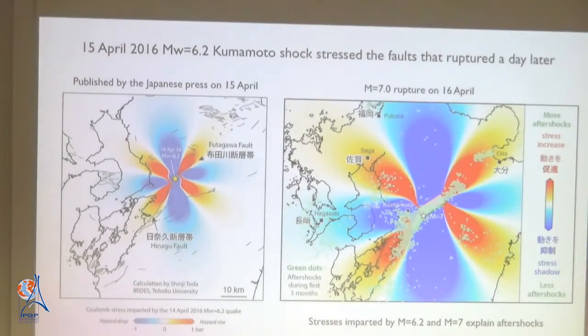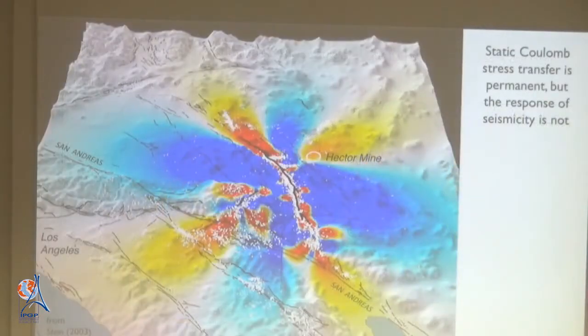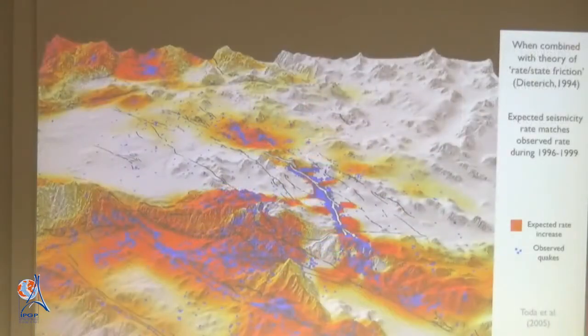And in fact, the aftershock distribution of that magnitude 7 is rather consistent with the Coulomb calculation. Let's go back to Landers and say that while the Coulomb stresses are permanent, the response of seismicity is not. So we need to merge the Coulomb hypothesis with something called rate and state friction to explain how seismicity responds in time. And that's what the picture looks like when we do so.